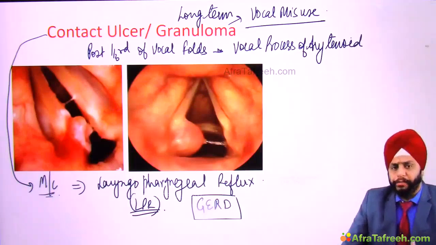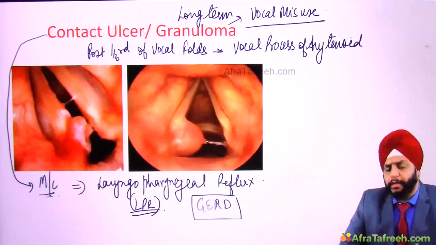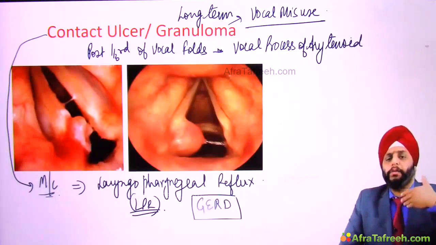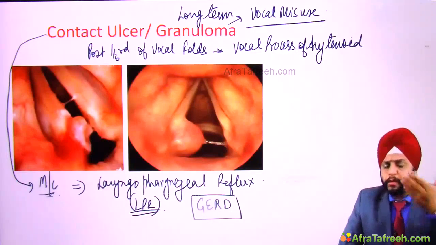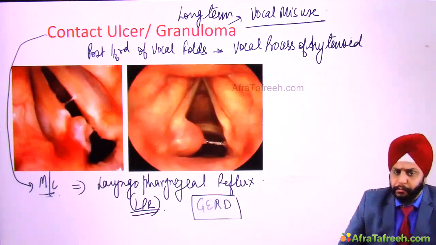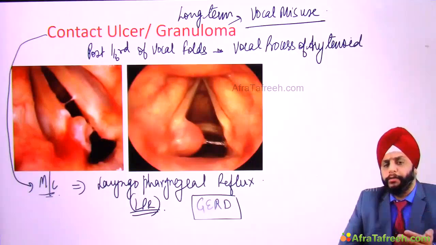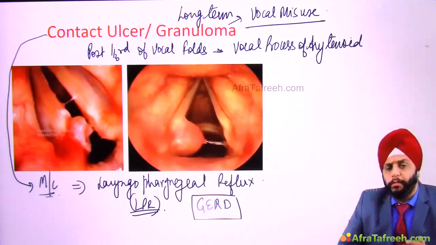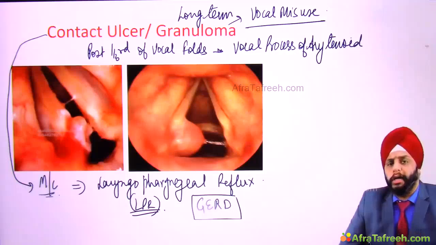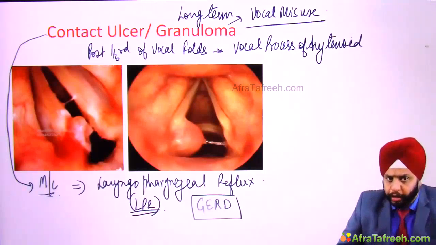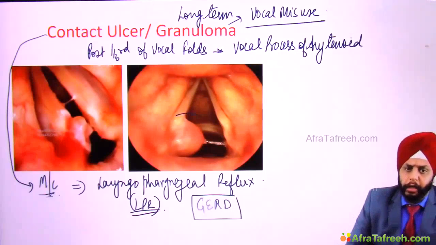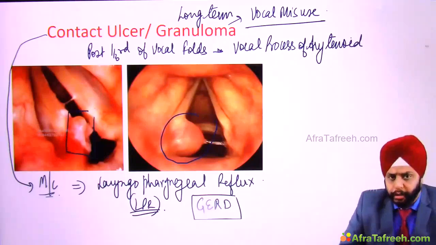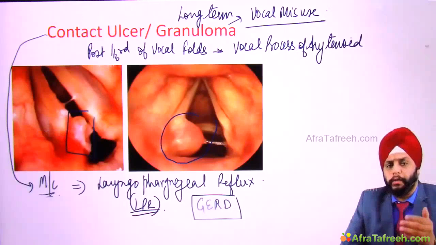Now in many patients, when they sleep, this acid not only comes into the esophagus, it travels up into the pharynx, and from the pharynx it enters into the larynx. Okay, and that is known as laryngopharyngeal reflux, LPR. All right, and this LPR is seen to be the most common cause for contact ulcer or contact granuloma. Right, now this can present as a granuloma or it can present as a contact ulcer.